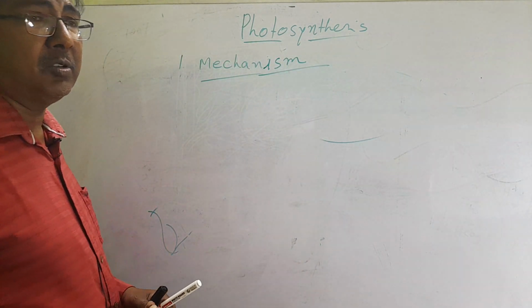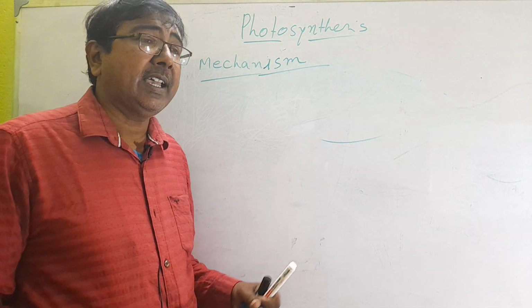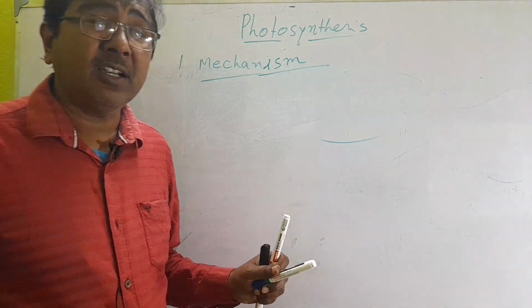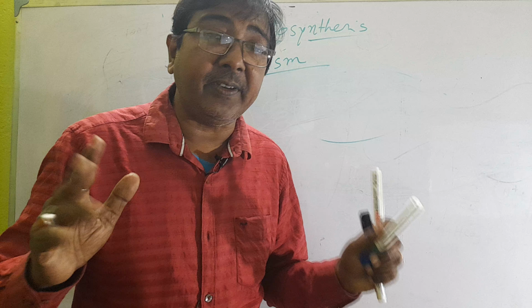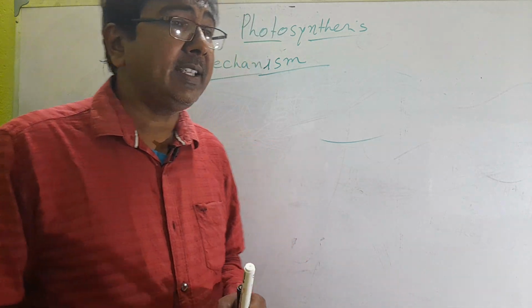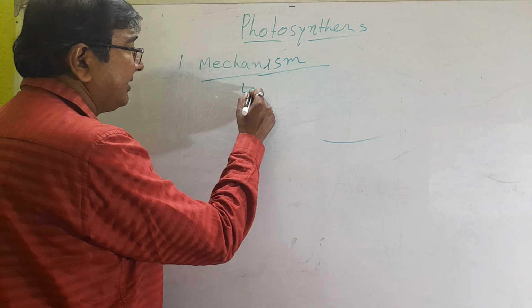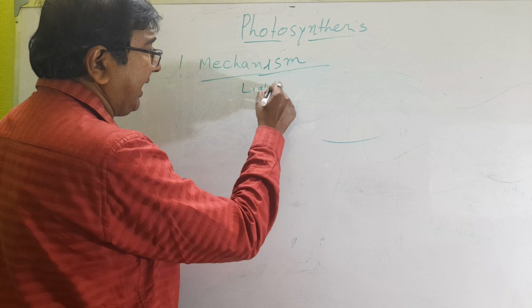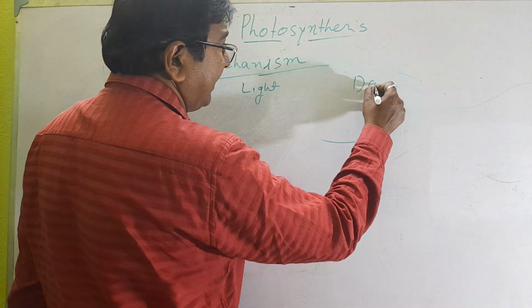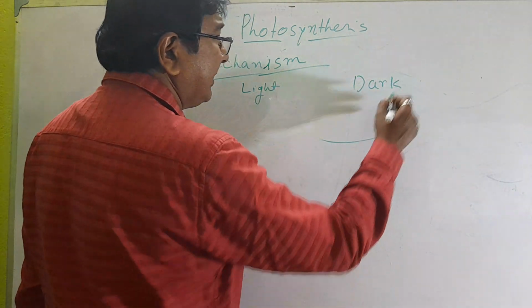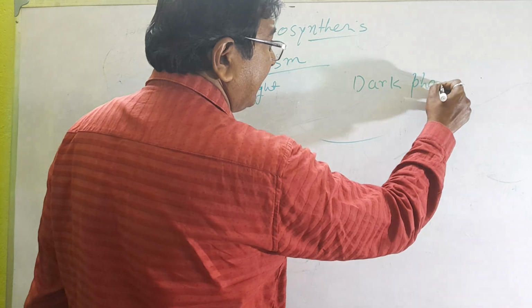Mechanism of photosynthesis. Photosynthesis occurs in two phases. One is the light phase, and another is the dark phase. Light phase and dark phase.